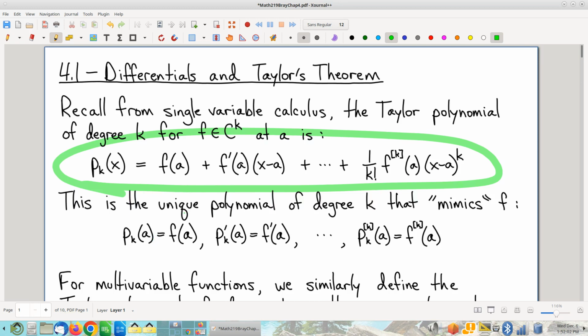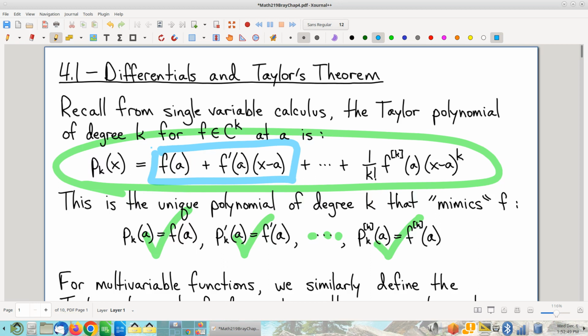We want to find the unique polynomial of the appropriate degree that mimics the function in value at the point A, in derivative at the point A, in second derivative, third derivative, fourth derivative, etc., all the way out to whatever the kth derivative is, again at the point A. So it's really an extension of the idea of a linear approximation. You'll notice these first two terms make the linear approximation, which mimics f in value and derivative. Taylor polynomial says let's mimic it in higher derivatives as well.